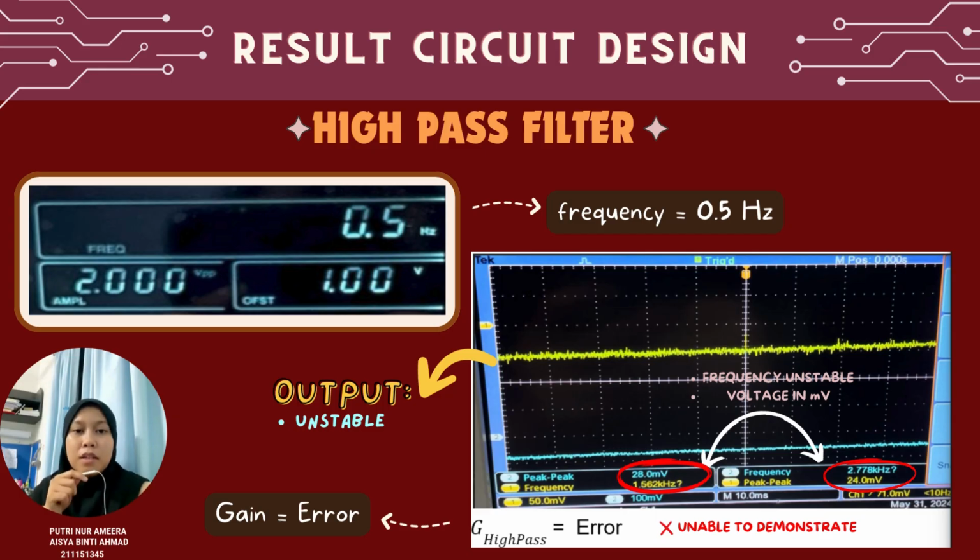Hi, I will explain the result circuit design for high-pass filter and also low-pass filter. First of all, from our calculation, the high-pass filter has 0.05 Hz of cut-off frequency with a gain of 1.586.